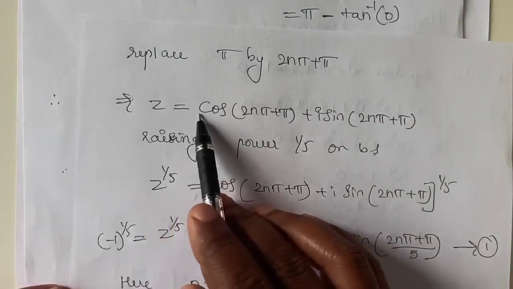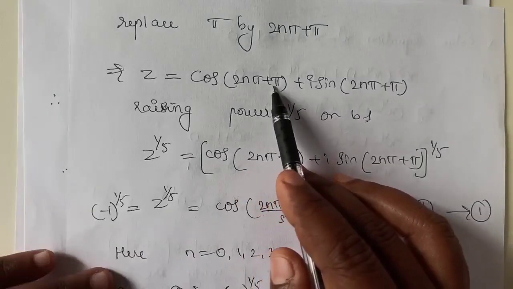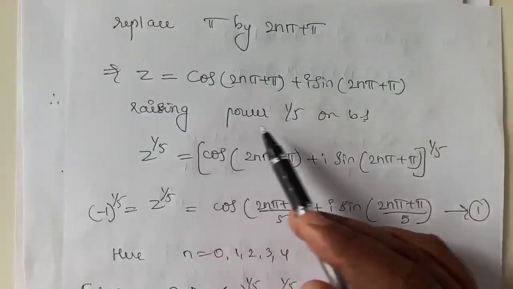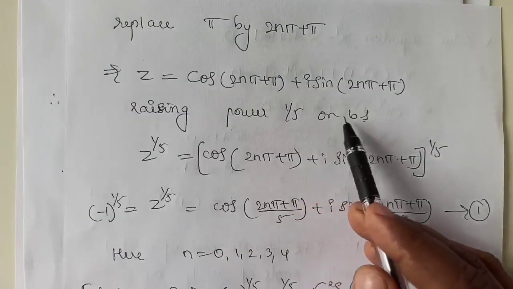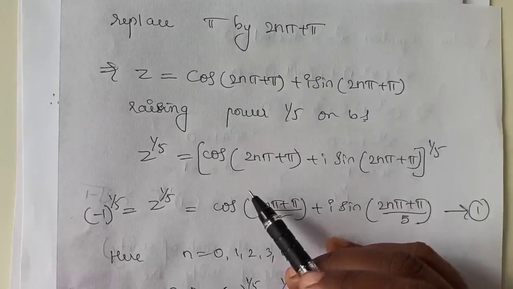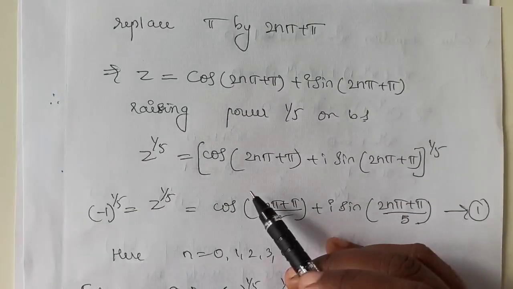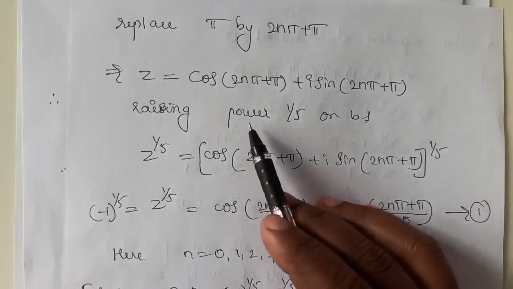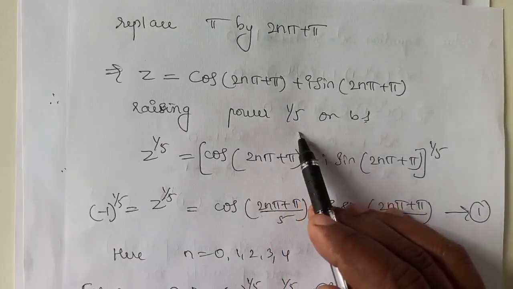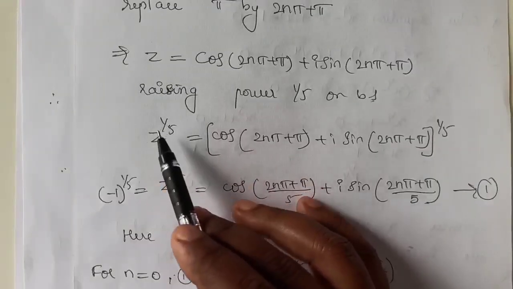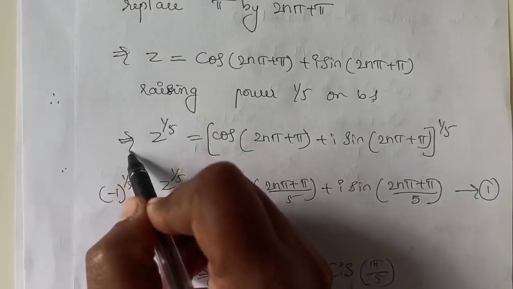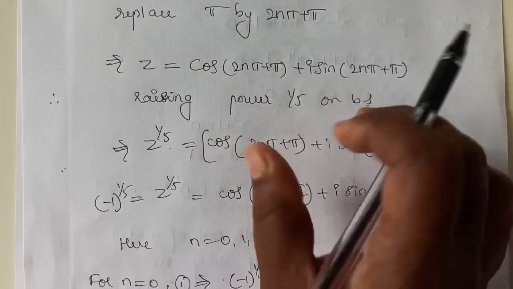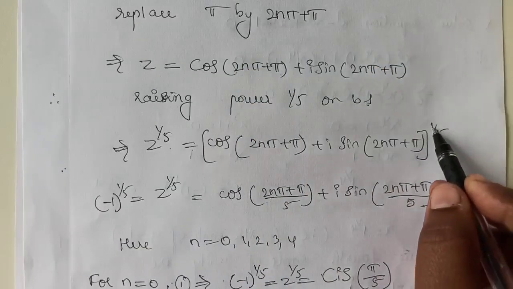We get z equals cos of 2nπ plus π plus i sin of 2nπ plus π. Now raising power 1 by 5 on both sides, since we want to find the fifth root of unity, sorry, that is the fifth root of minus 1. Therefore we raise power 1 by 5. On raising power, here it becomes z power 1 by 5 equals cos of 2nπ plus π. So this remains as it is, power is 1 by 5.